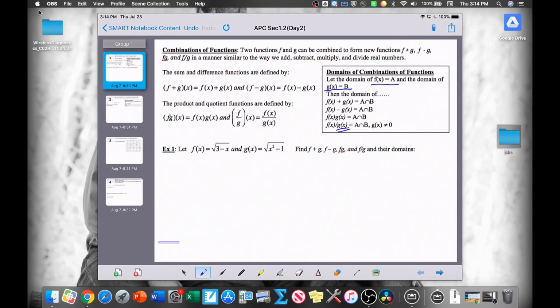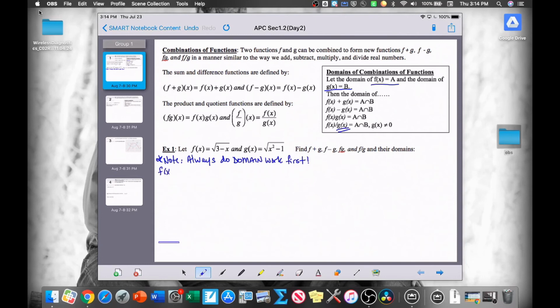All right, so for example 1, we're given two functions, f of x and g of x, and we are asked to find the addition of them, the subtraction, the multiplication, and the division, and their domains. Okay, so first of all, I want to make a little note here, and this is always going to be true. Always do your domain work first. So we want to figure out what our domains are.